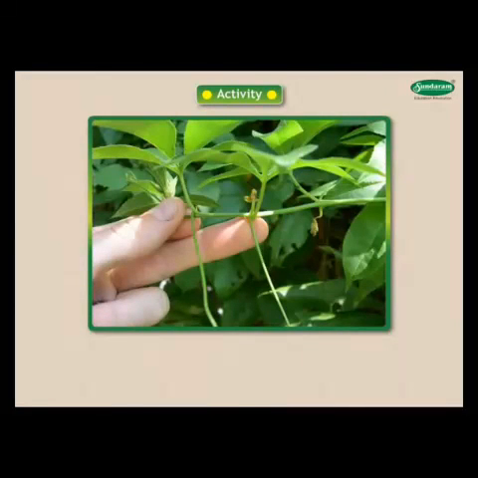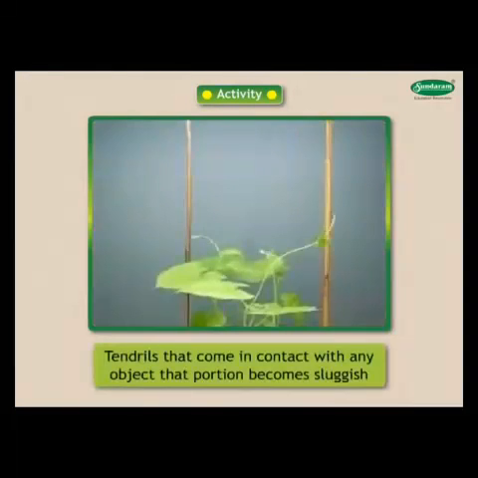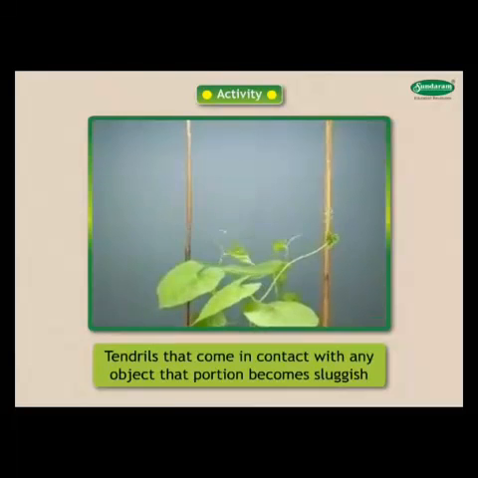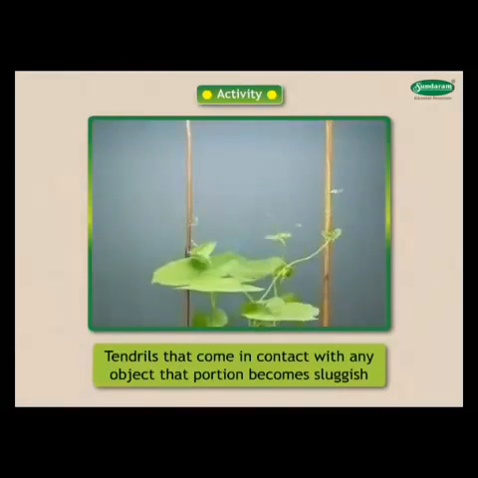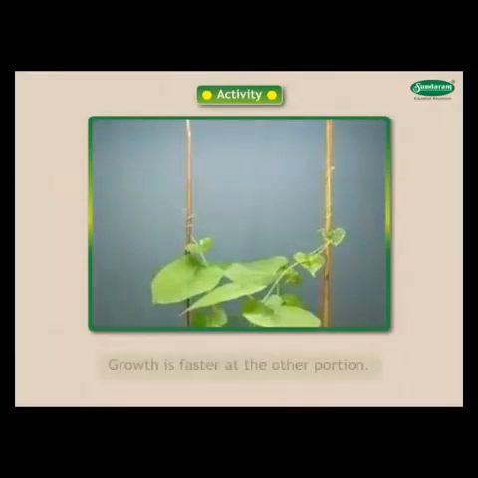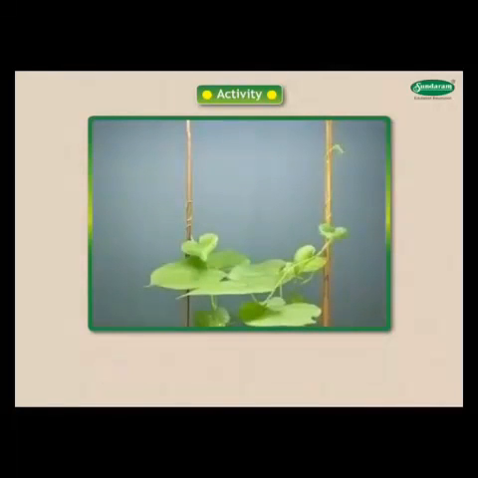Students, it is interesting to know that tendrils are sensitive to touch. When they come in contact with any object, the portion of the tendril which is in contact becomes sluggish, whereas growth is faster at the other portion. This causes the tendril to entwine itself around the object and thus cling to it.